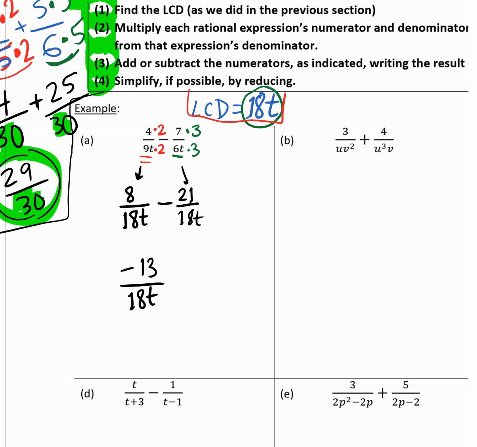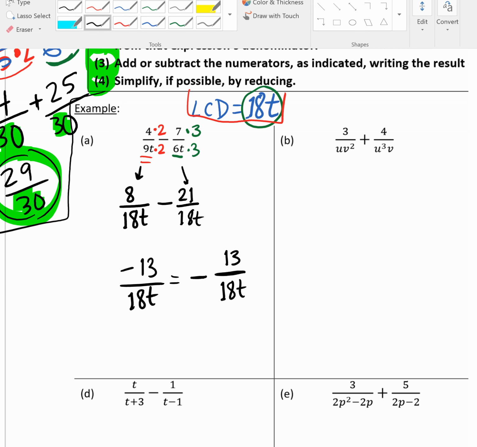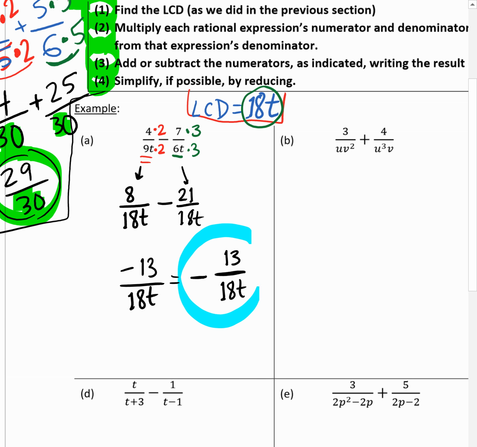The only way I could maybe reduce that is if 13 and 18 had something in common, but they don't. So you probably see them, like I said before, write the negative on the side of the fraction. It doesn't really matter. It means the exact same thing. I think just a lot of math people, they think it looks better on the side. So you probably see them write the answer that way. But if you left it the way it was before, that's fine too.